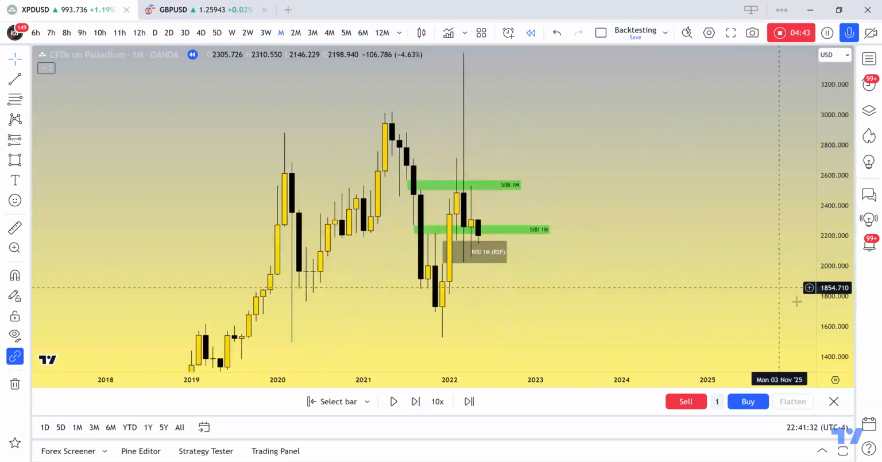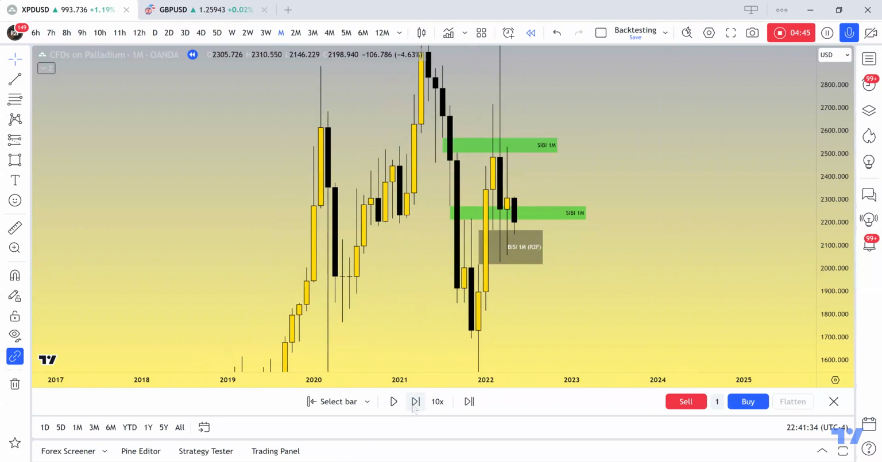Okay, this is the monthly candle. Okay, came down, came back up into this gap again, came down. Let's see where we close. Come on, close below.